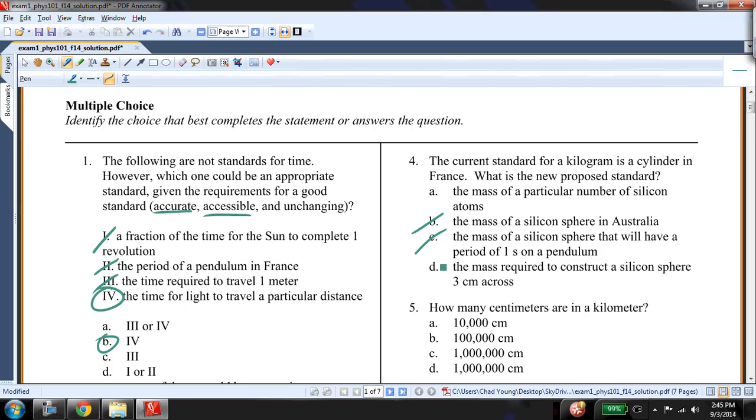It's not the mass required to construct a silicon sphere 3 centimeters across. Though they are constructing a silicon sphere of a particular diameter, it's not 3 centimeters, but a particular diameter, the actual standard is based on the mass of a particular number of silicon atoms. And they're constructing the sphere, and then they're calculating the number of atoms that will make up 1 kilogram of silicon. Okay, so A is the answer for number 4.